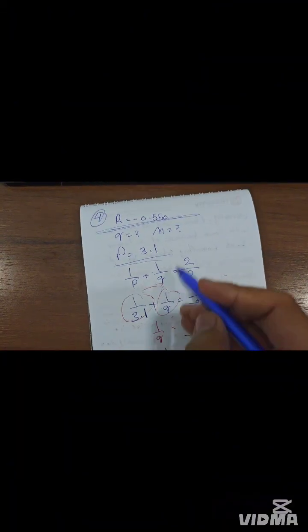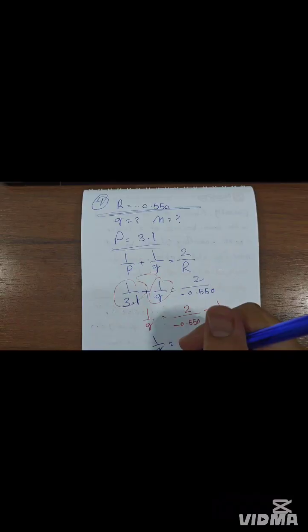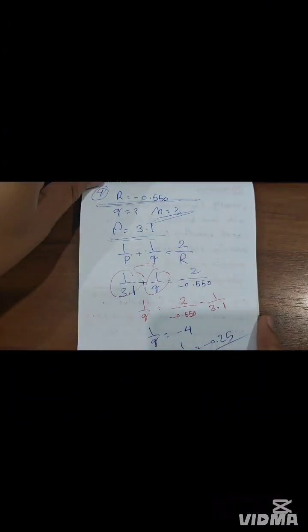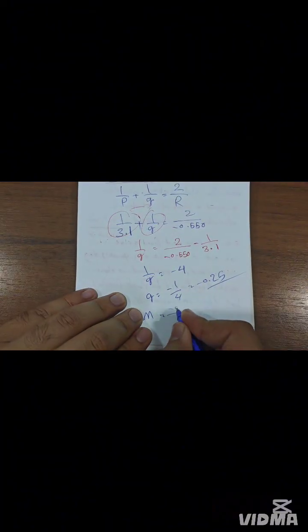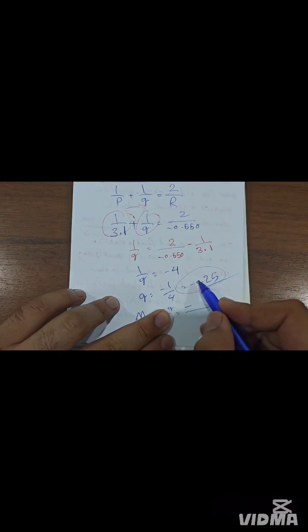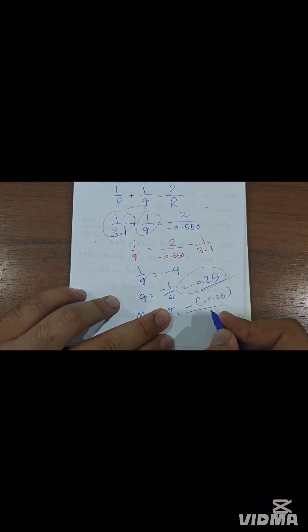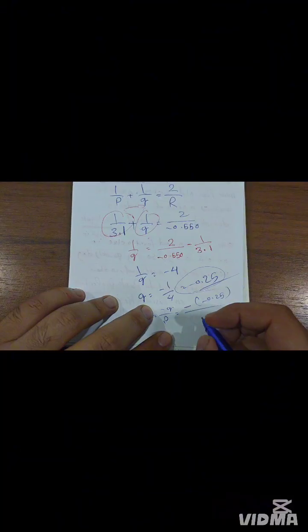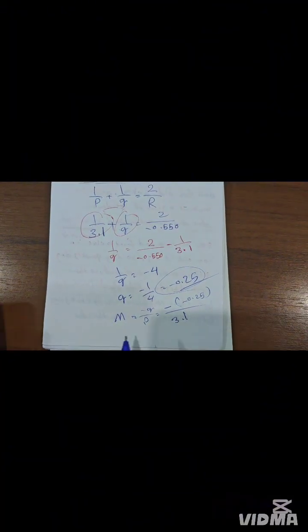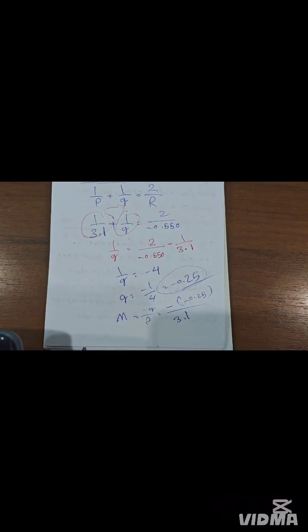Then we found the value of Q. Now we are going to find the magnification. Magnification equal to negative Q over P. Write down the negative of the rule, and Q value we found in here, again there is another negative 0.25, and the value of P 3.1. So negative with negative will be positive. So 0.25 divided by 3.1, the answer 0.080.